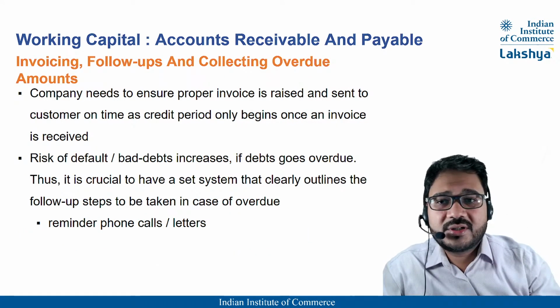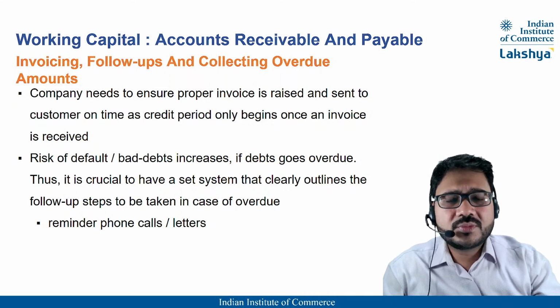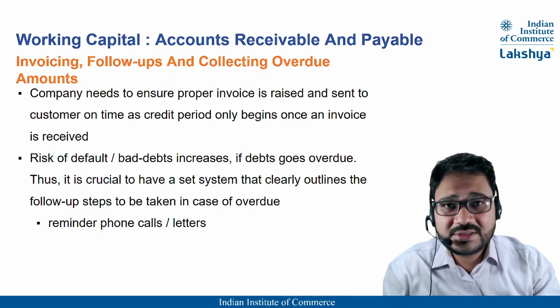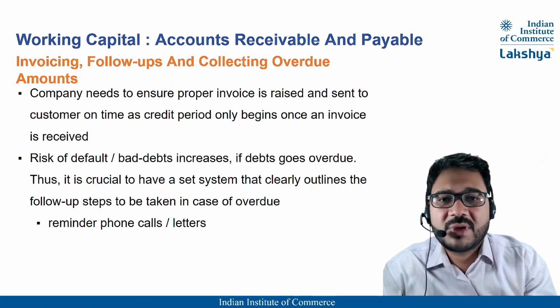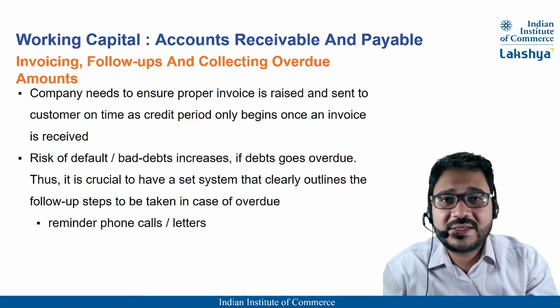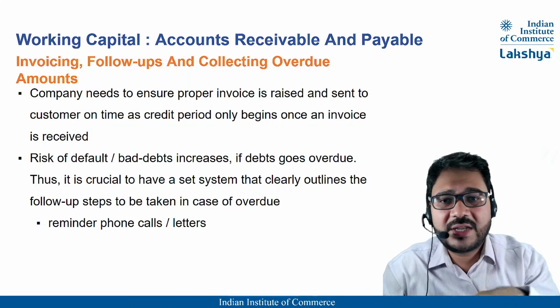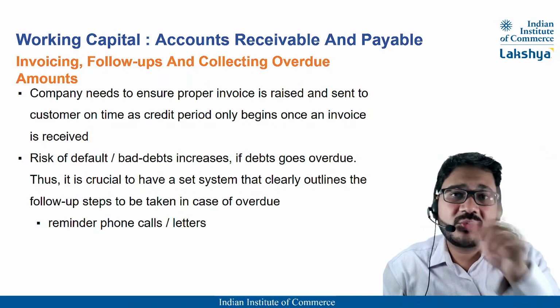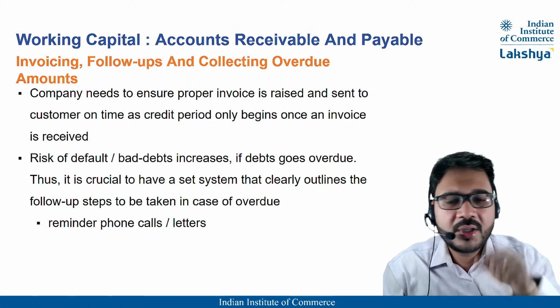So you need to monitor it. The company needs to ensure proper invoices are raised and sent to the customer on time, as the credit period only begins once an invoice is received. So you need to ensure that you have a proper person generating invoices on time and submitting that invoice to the customer. So ideally, with the goods being sent, you would send that invoice. The invoice may be created on a different date, so you mention that date. Okay, probably the invoice is created today, got delivered tomorrow. The date of the invoice is today's. So from today, it will be 30 days, not from the date where the person received the goods, right?